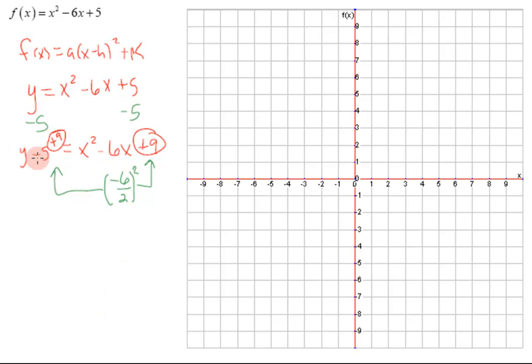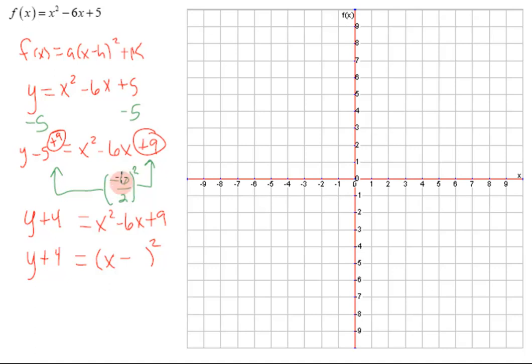Okay, y minus 5 plus 9 is now y plus 4, right? Equals x squared minus 6x plus 9. Now the whole point of adding the 9 is to create a trinomial square that factors into a binomial square. Now what does it factor into? Well, this is the setup right here. It's a minus because it's a minus here. It's whatever this comes out to be, negative 6 divided by 2. It's always half of this middle term.